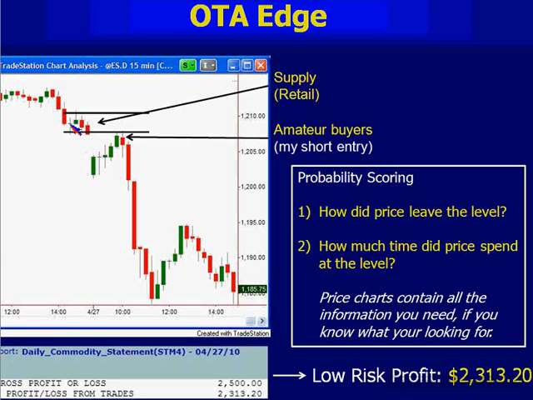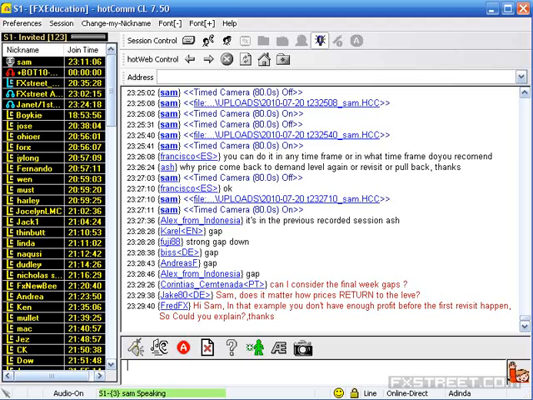Good question there. Can I consider last week's gap? You can. Just make sure it's a strong gap, a strong move away from that area. Okay? All right. So take a look.